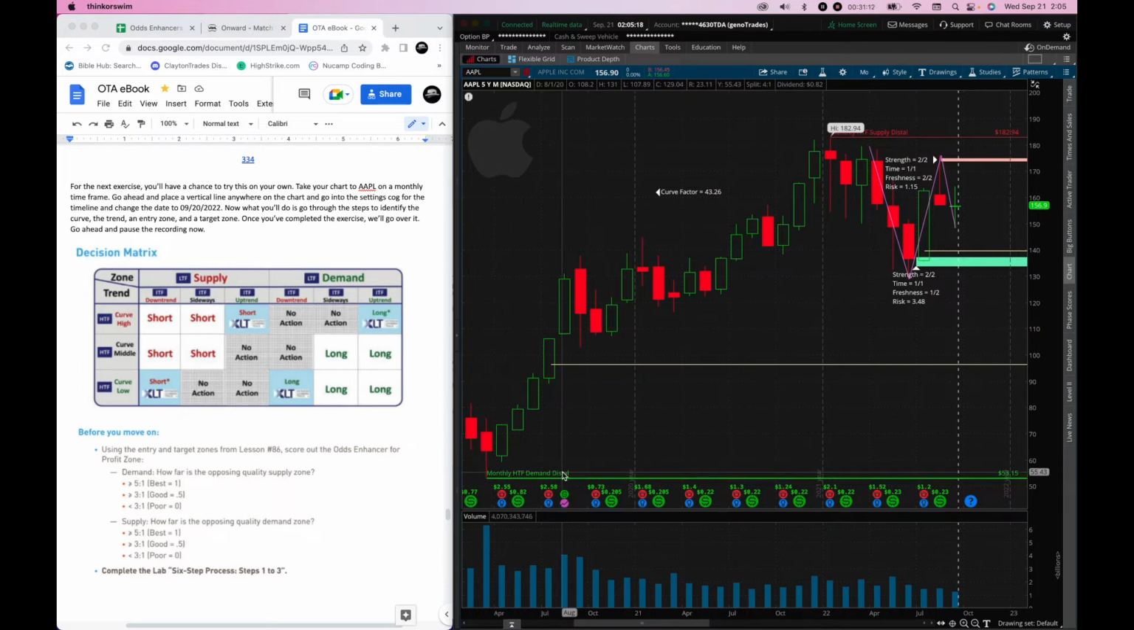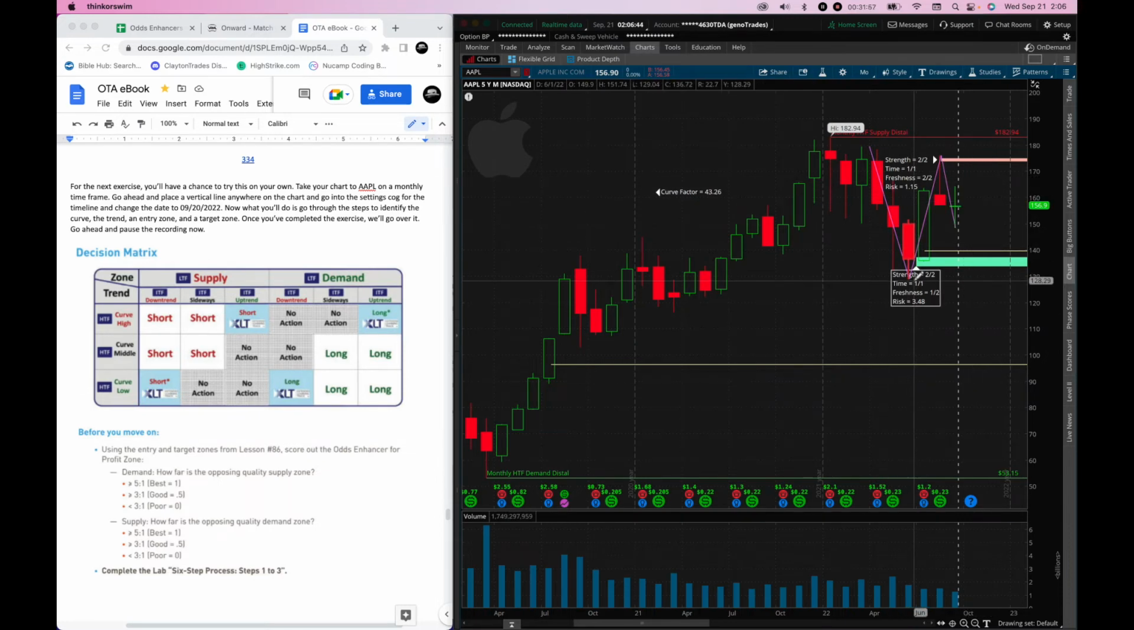Per the trade strategy, we're going to take the difference between our two distal lines and divide that area into thirds. Once we've done that, we should come up with $43.26 in this particular case, and that will be our curve factor. We take our curve factor, subtract it from the supply distal line, and then add it to our demand distal line to carve out our wholesale, equilibrium, and retail price ranges.